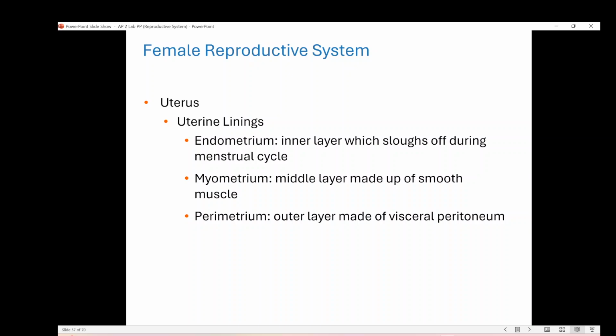The innermost lining is the endometrium. The middle lining is the myometrium, and then the outer lining is going to be the perimetrium. So the endometrium is the inner layer, as I said. This is going to slough off, or portions of it are going to slough off, during the menstrual cycle, during menstruation. The middle layer is the myometrium. This is a much thicker layer containing smooth muscle that's responsible for those contractions of labor. And then the perimetrium is the outer layer, and that's just the visceral peritoneum.